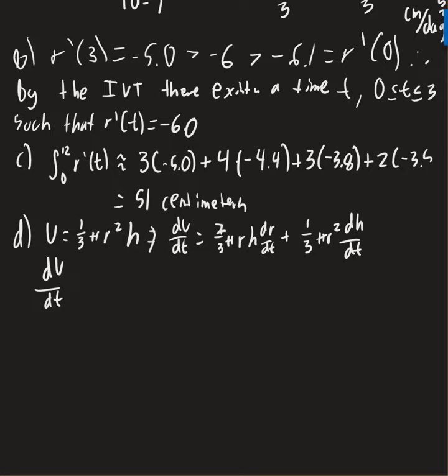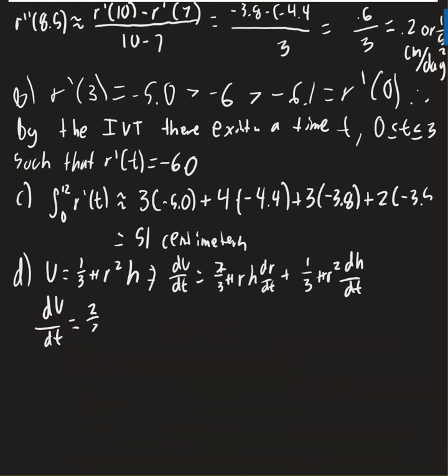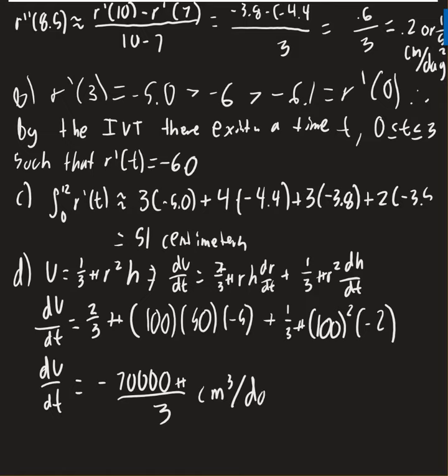dV over dt equals 2/3 pi times the radius, which is 100, times the height, which is 50, times the change in radius, which is -5, plus 1/3 pi times the radius squared times the change in height, which comes out to dV over dt equals -70,000 pi over 3 centimeters cubed per day.